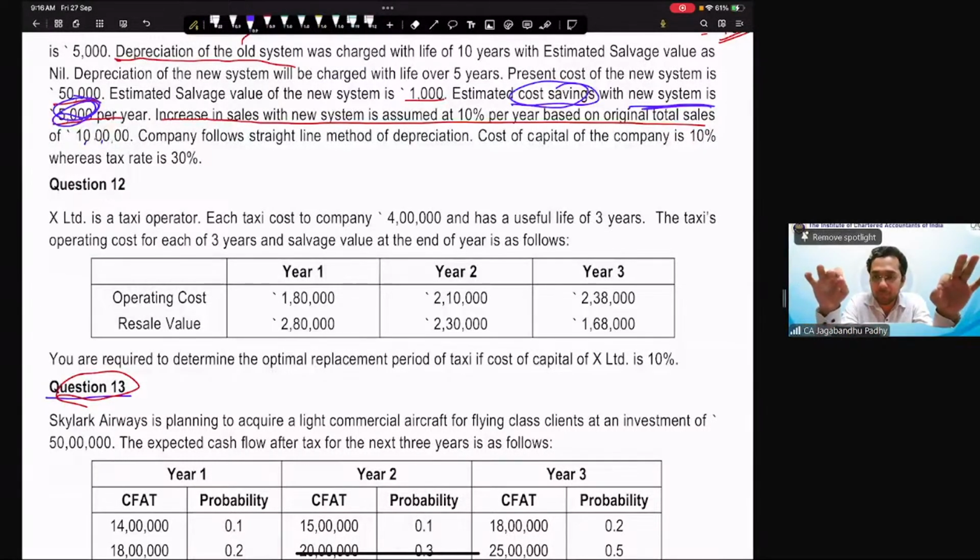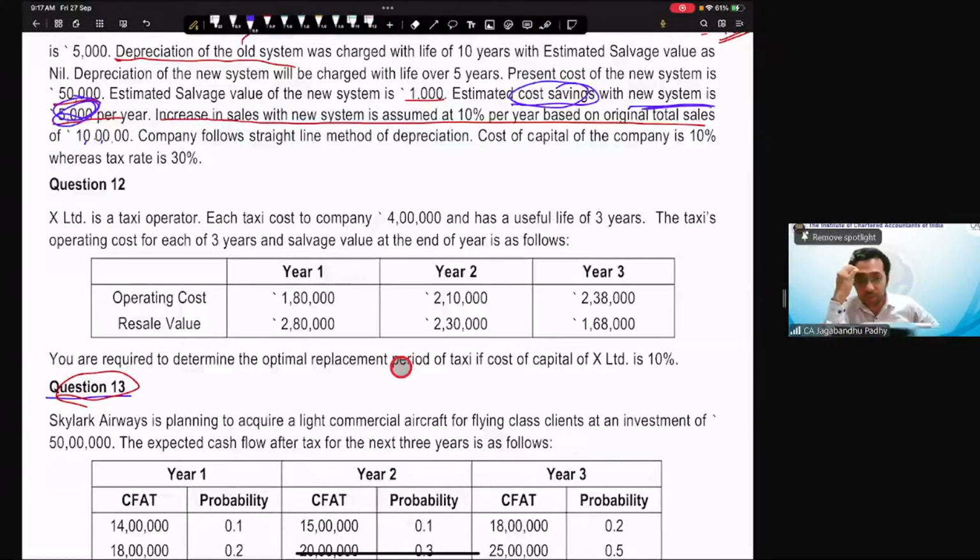Is that clear, everyone? We have 3 choices. Either replace it in 1 year of usage, like use it for 1 year, then sell the taxi and get a new taxi. Second option is use the taxi for 2 years, sell the taxi and again get a new taxi. Or third is run the taxi for a total of 3 years and then replace it with a new one. So we have to decide whether I should be replacing the taxi after every 1 year, or after every 2 years, or after every 3 years. So we have to determine the optimal replacement period.